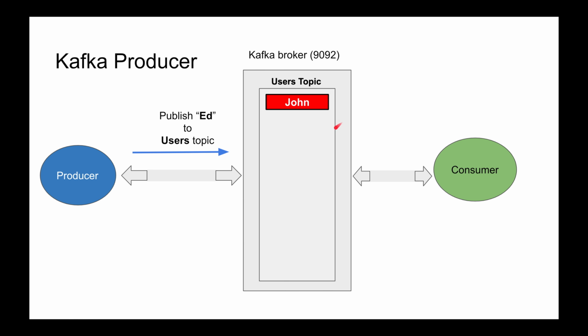Publish Ed to users. It goes into the end of that, and each message is referred to by essentially the topic and the position, right? And the position is very fast access because, hey, go to position number 0, that's John. Go to position number 1, that's Ed, right? So that's very simple to go and index very quickly to that, right? Because everything is sequential essentially.